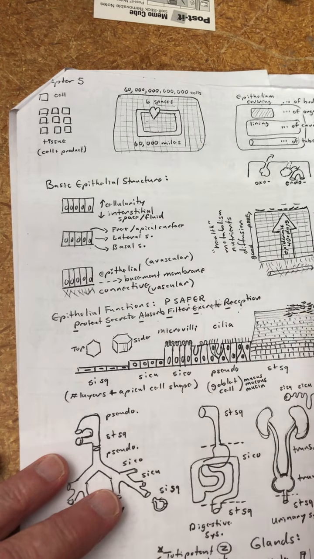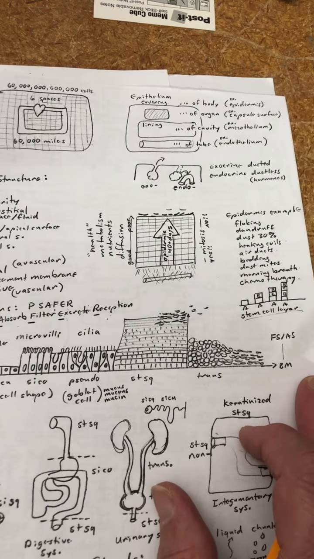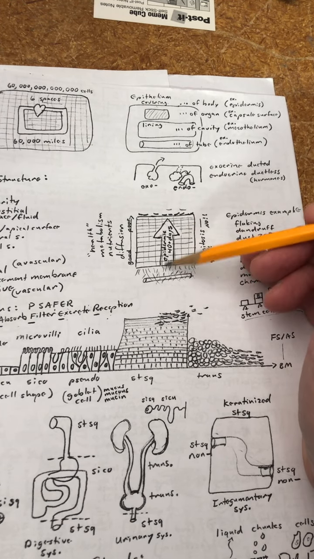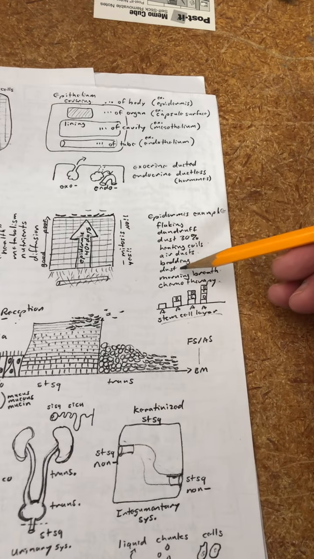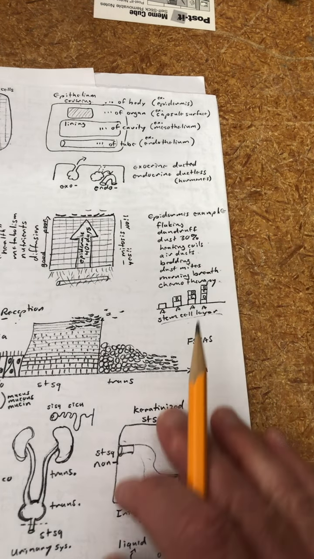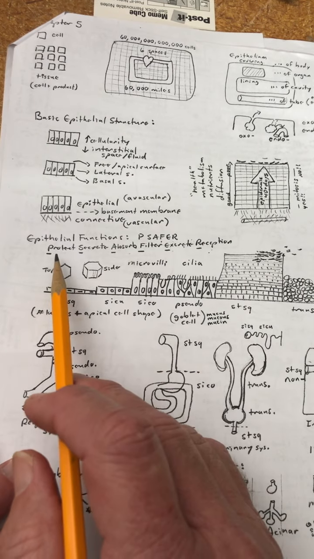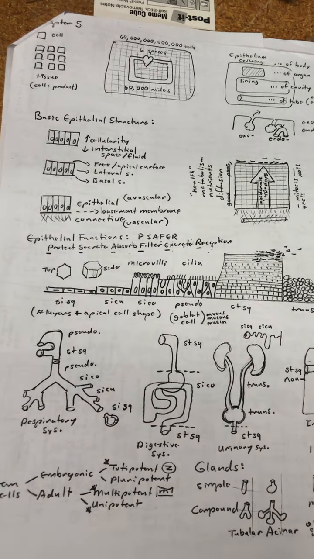We talked about the position and significance of the basement membrane, what it has to do with the relative health of cells as they get farther from the basement membrane. Gave you some bizarro examples over here with the epidermis, and finished up by saying something about P-safer. 1, 2, 3, 4, 5, 6 general functions of the epithelial tissue.